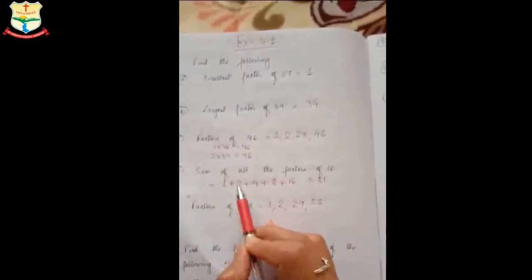Next is number D, sum of all the factors of 16. You have to first find the factors, after that you have to add those factors. So factors of 16 are 1, 2, 4, 8, 16. Simply add them. Answer is 31. Here sum means addition.